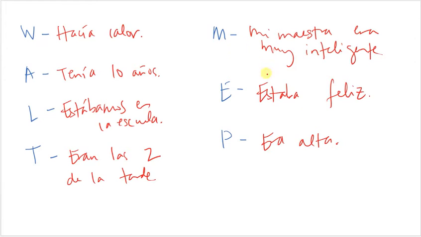So to describe somebody mentally, emotionally, or physically is always going to be in the imperfect because we don't know when something started or when something stopped. We just know it's a description in the past. So weather, age, location, time, or to describe somebody mentally, emotionally, or physically. Make sure that you memorize this.